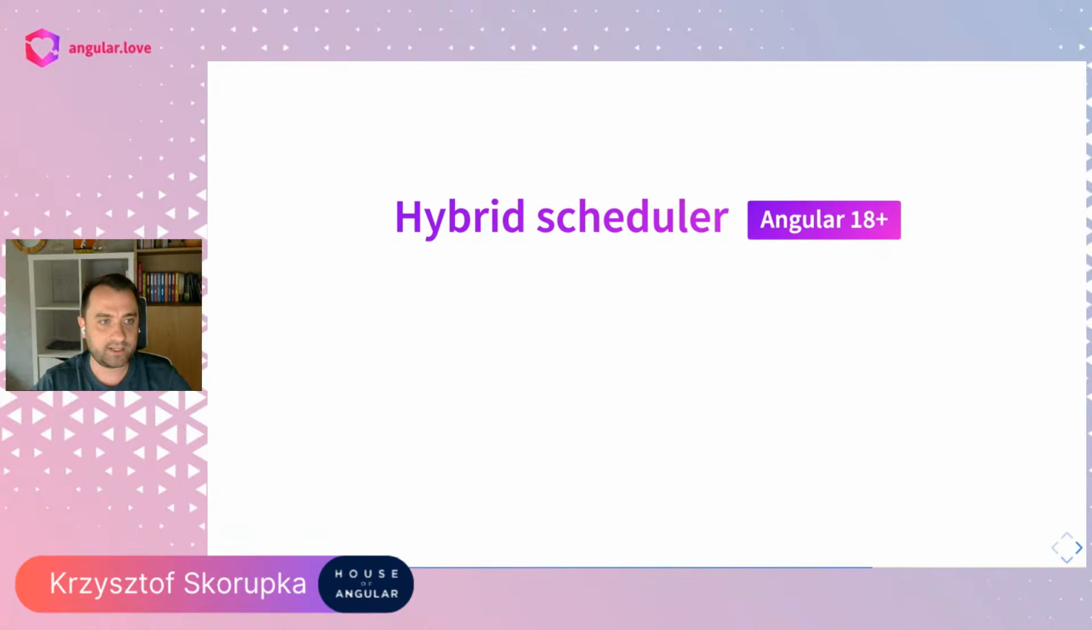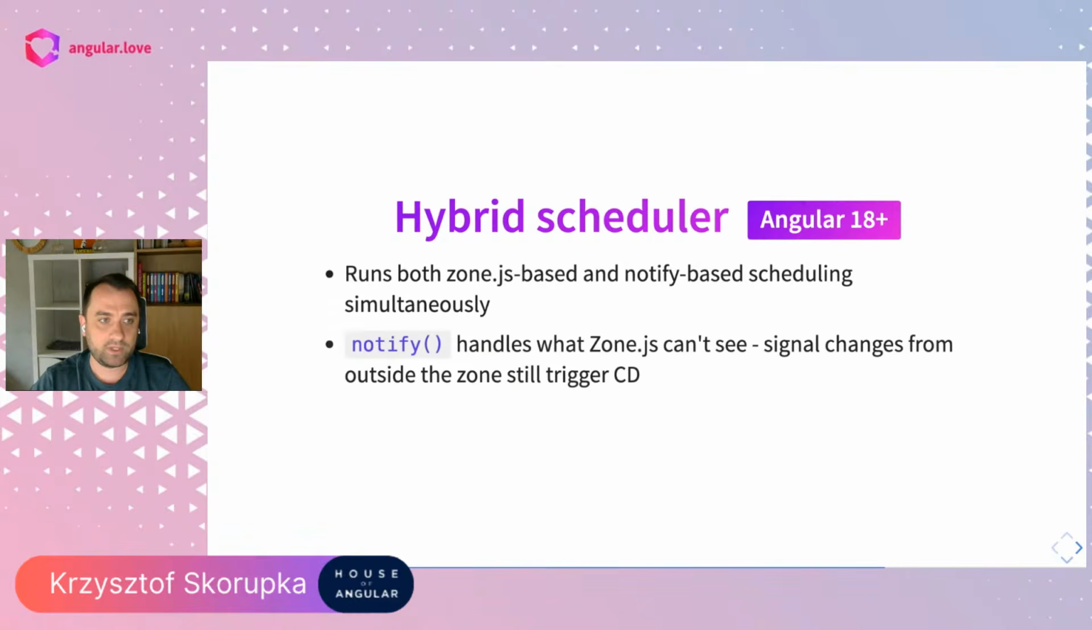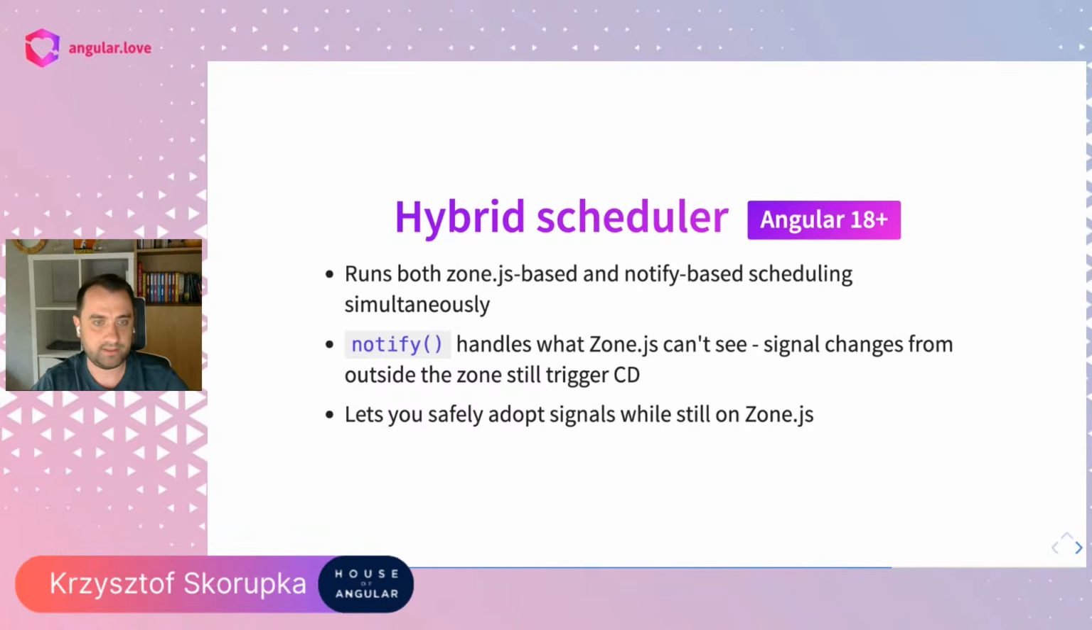All right, there is also a hybrid scheduler, and in fact, this runs both Zone.js-based and this notify-based scheduling. They cooperate with each other. The benefit you get is that notify handles the cases where Zone.js would otherwise miss. So if there is a change for a signal outside the Angular zone, even if you are not running zoneless, you will get your change detection scheduled with signals. It just keeps you safe to adopt signals, even if you change their values outside of the zone, while you are still running zone-based change detection.